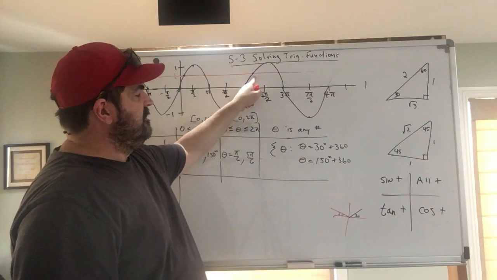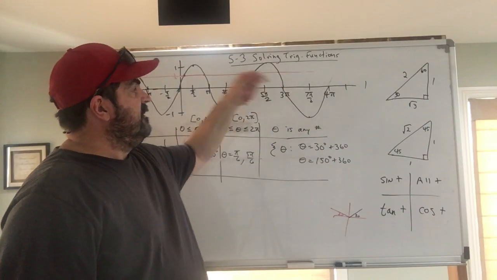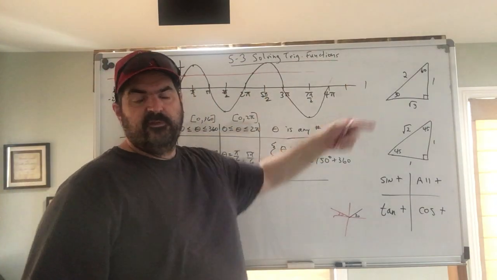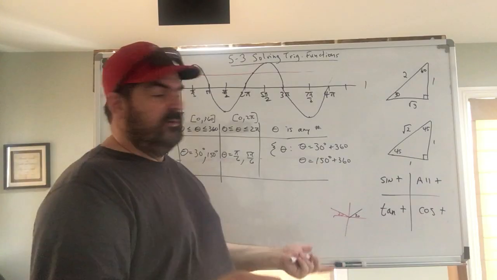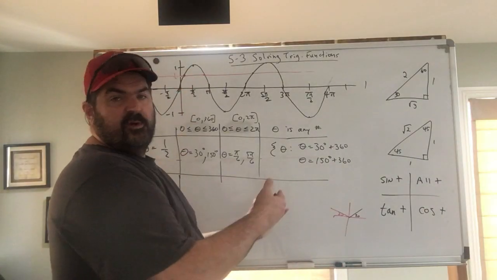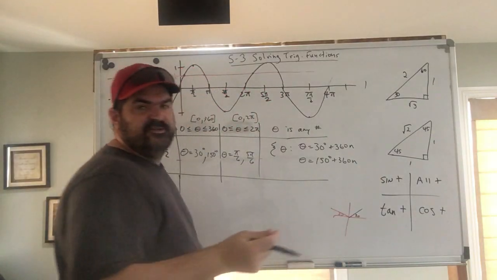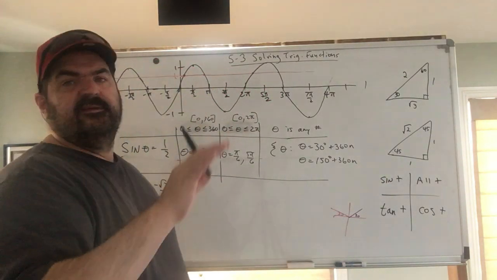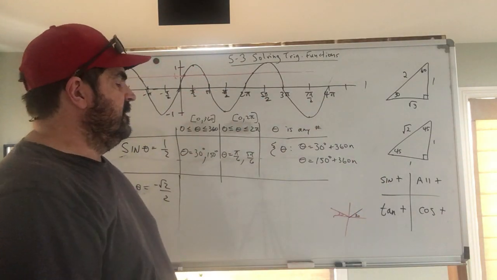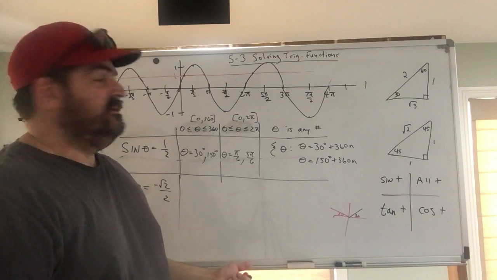So you're listing that one. 150, that's that one. Well, then what about the next two? Well, I got to add another 360. So what we do, instead of just writing one of them, we put n, and what we're saying is we're going to add 360 a number of times. Okay? Now we got to say what n is.